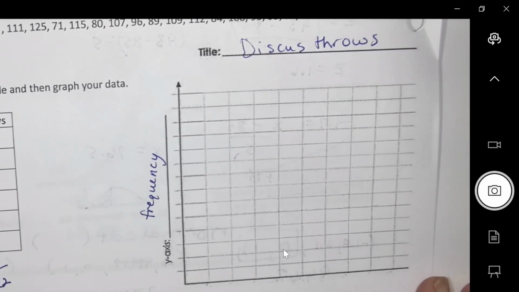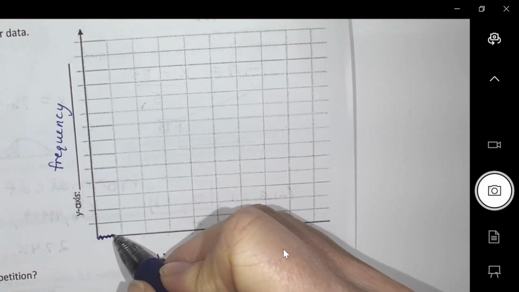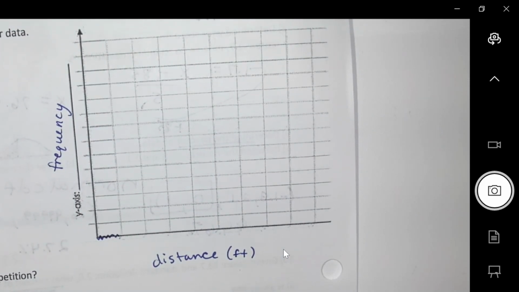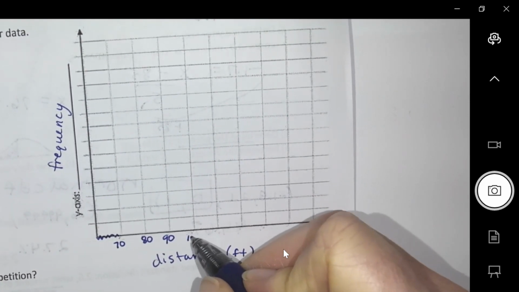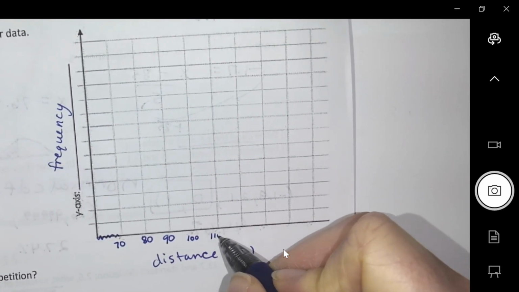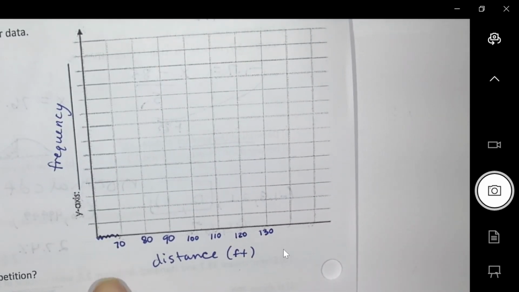Okay, let's put some stuff on here. I'm going to do a little squiggly line, which means I'm not starting at 0. So 70 to 80. I started 70, 80, 90, 100, all the way to 130.